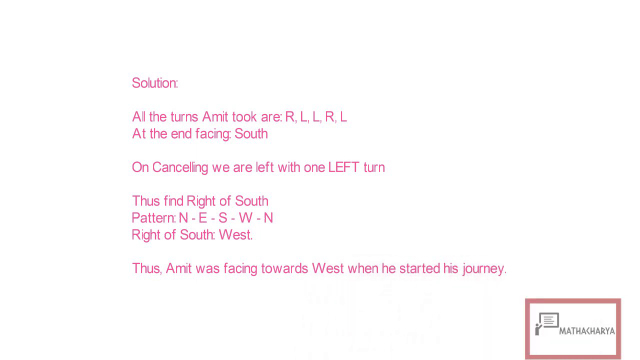In these kinds of questions, we will cancel all the right and left turns simultaneously and we will see that we are left with one left turn. This means that a left turn led Amit to south. And thus, we have to find the right of the south. Seeing the pattern, we find that right of south is west. Thus, Amit was facing towards west when he started his journey.